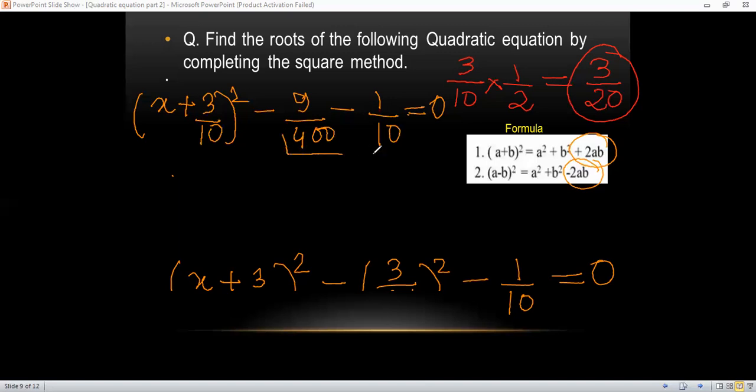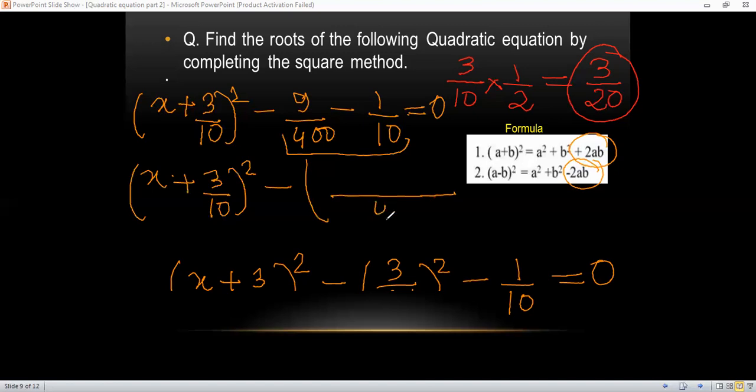Now I will take the LCM of these values. (x plus 3 by 10) square minus, I will take minus common from these numbers. LCM will be 400, so it will be 9 plus 40 is equal to 0.